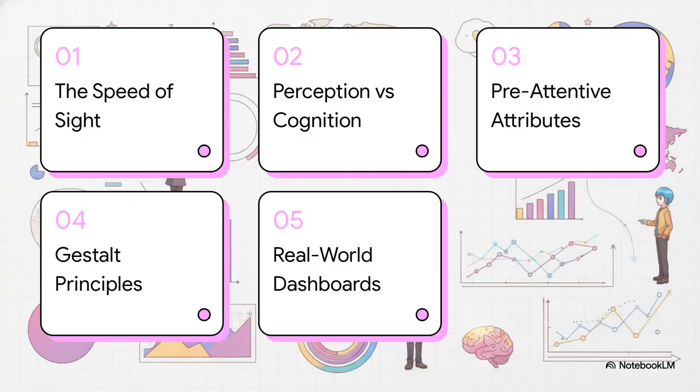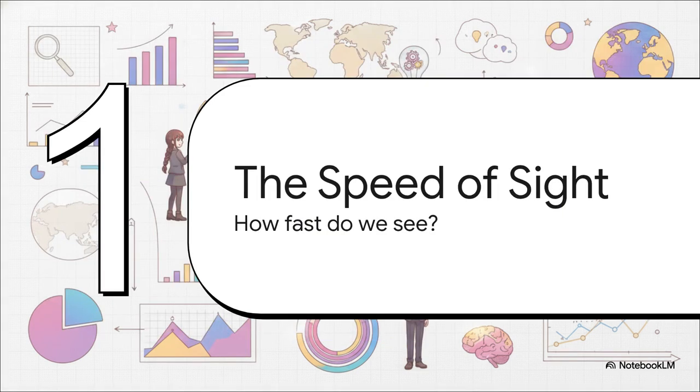To make sure our visualizations are actually communicating the truth, we need a roadmap. Here's exactly what we're going to cover today. First up, the speed of sight. Then, perception versus cognition. Third, hacking pre-attentive attributes. Fourth, the Gestalt principles. And finally, we'll tie it all together by designing real-world dashboards. Let's get into it. Section 1.